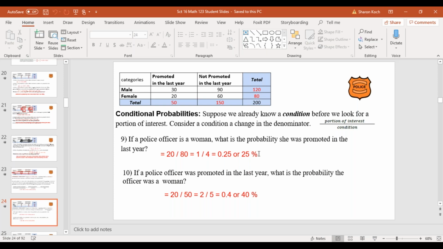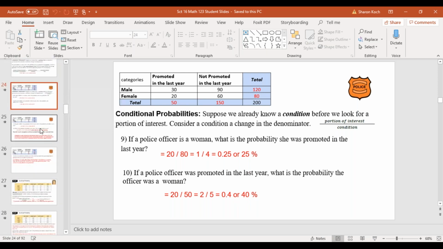So it's pretty much a fair thing that's going on in this particular police office here. Let's take a look at number 10. If a police officer was promoted in the last year, now look at what they're wanting me to do. They're wanting me to focus on those who were promoted. So it's setting up a condition, then it's asking me a probability about that. How many were promoted? Only 50 people were promoted, so 50 is going to be my denominator. Now, what is the probability the officer was a woman? That's going to be 20 out of that 50, or 40%.